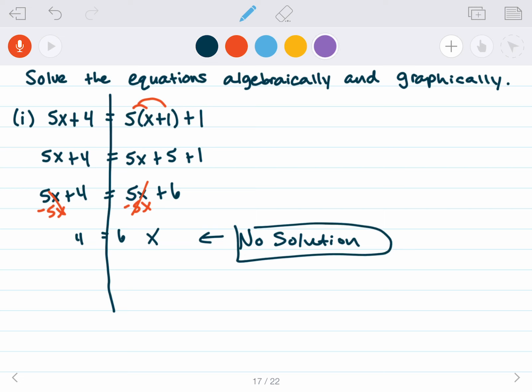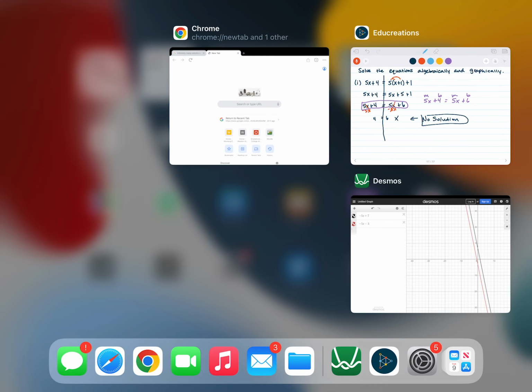Now, graphically, I can use my lines from this step, because both of these are in mx plus b form. I'll write it over here. 5x plus 4 equals 5x plus 6. So this is m, this is b, this is m, this is b. We know from our cheat code, since we have the same slope and different y-intercepts, that they're not going to cross. But we can put this in Desmos as well.